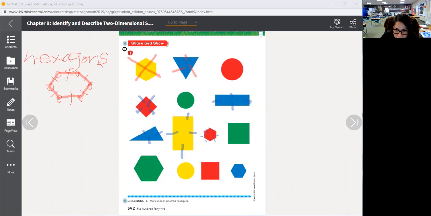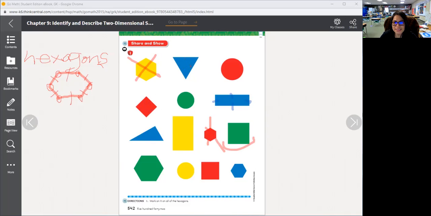1, 2, 3, 4, 5, 6. Yes, that one is. So I'm going to go ahead and put an X on it because it is. Okay. So that one is. So a good little X on it.